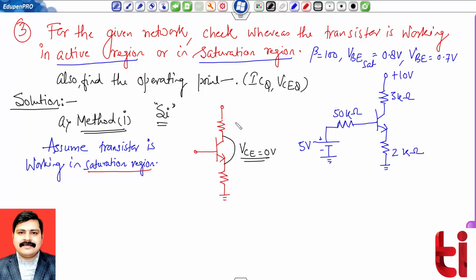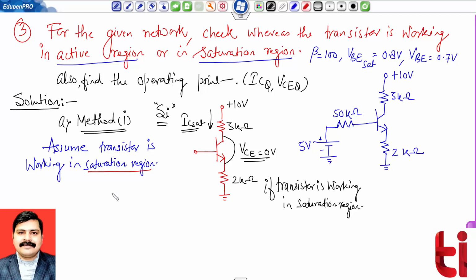So if not given, we can take a 0. So this value is 10 volt, 3 kilo ohm resistance is given, and 2 kilo ohm resistance is given. So in this situation, the value of current flowing over here is my IC sat. So saturation collector current will flow, okay, if my transistor is working in saturation region.